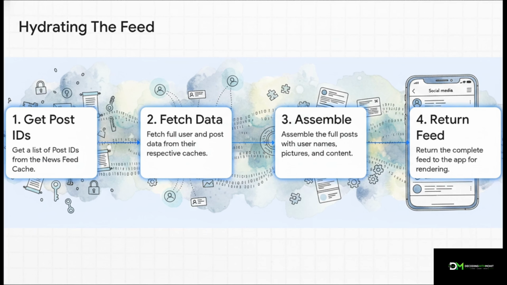Instead, the system just keeps a really simple, ordered list of post IDs just for you. Then when you open the app, it grabs that list and hydrates it. That's a great term. It means it quickly goes and fetches all the actual details, the post text, the user's name, their profile picture, from other places to assemble the final feed that you actually see on your screen.